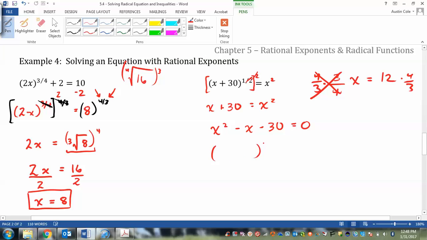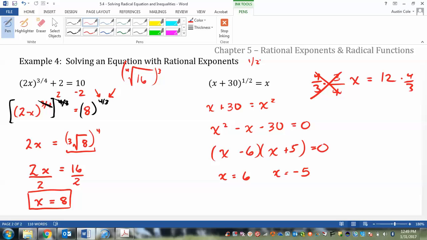And now I can factor this. Factors of negative 30 that add up to negative 1. Should be negative 6 and positive 5. So then x is going to equal 6 and x is going to equal negative 5. Guys, here's one thing I'll tell you. Anything with a numerator of 1, that's just like the square root. So 1/2 is the same thing as square root. 1/3 is cube root. 1/4 is 4th root. So really, if I take this away, this is just the square root of that.